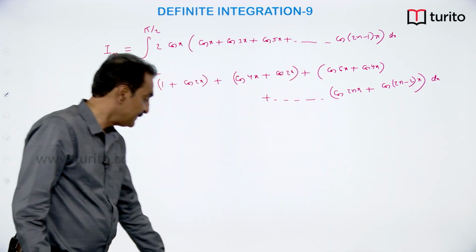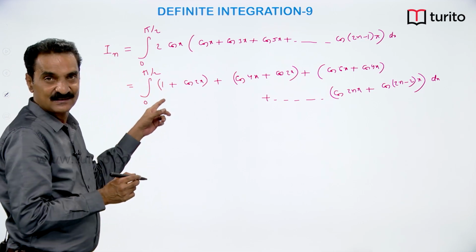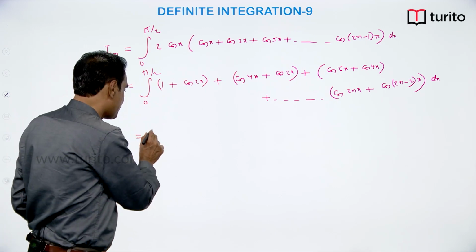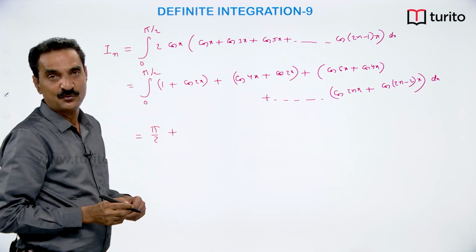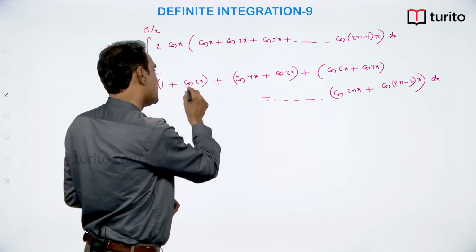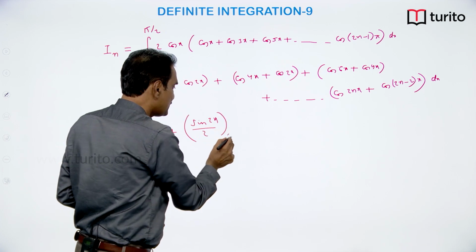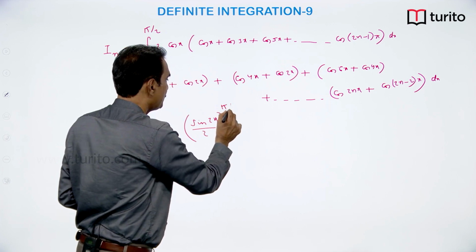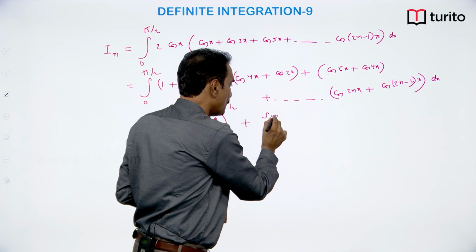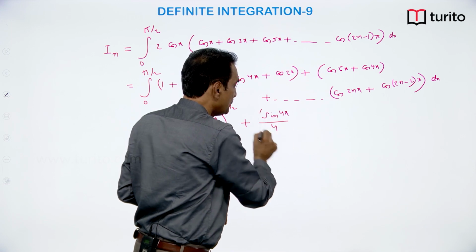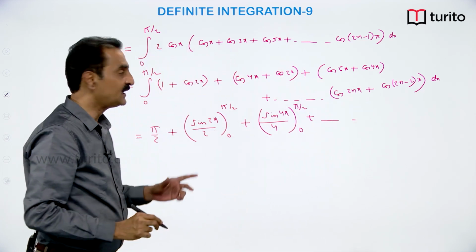Now, integrating, what is the integral 0 to pi by 2 of 1? Integral of 1 is x, substituting the limits you will get pi by 2. Integral of the first term is pi by 2, plus integral of cos 2x is sin 2x by 2 between limits 0 and pi by 2. Next is cos 4x, integral is sin 4x by 4 between limits 0 and pi by 2. In this way you will write all the integrals.